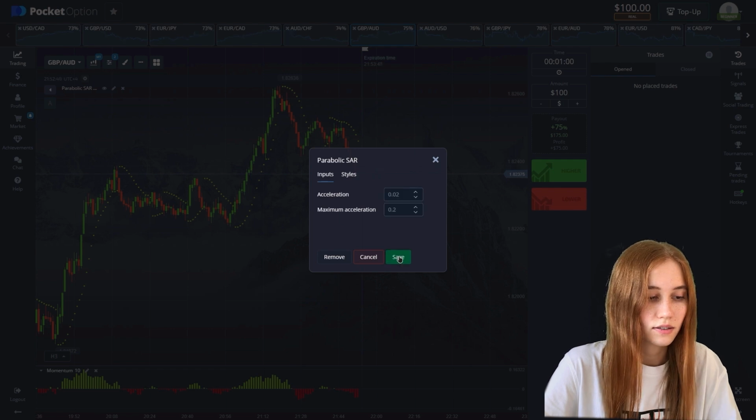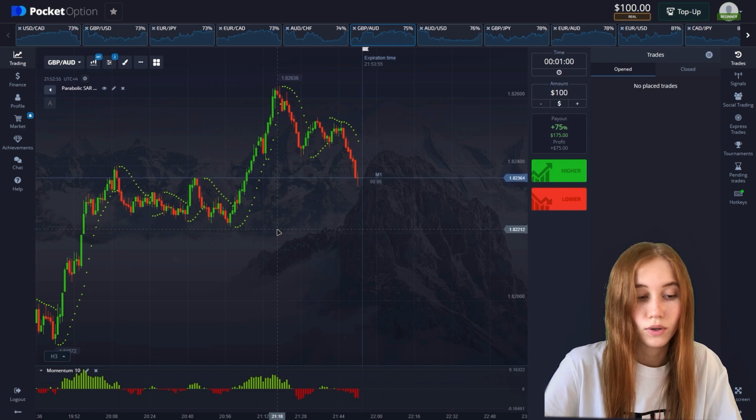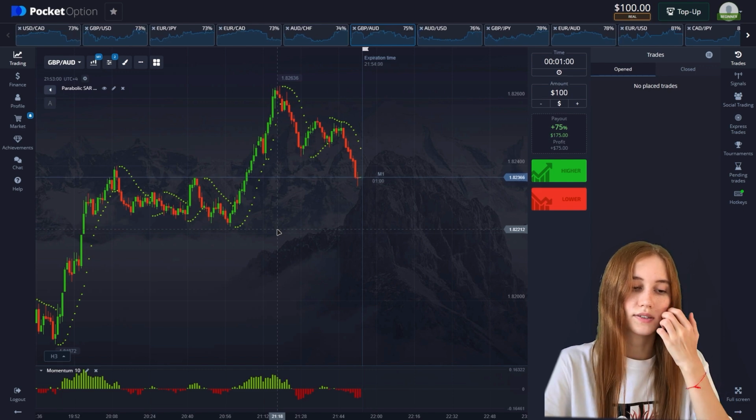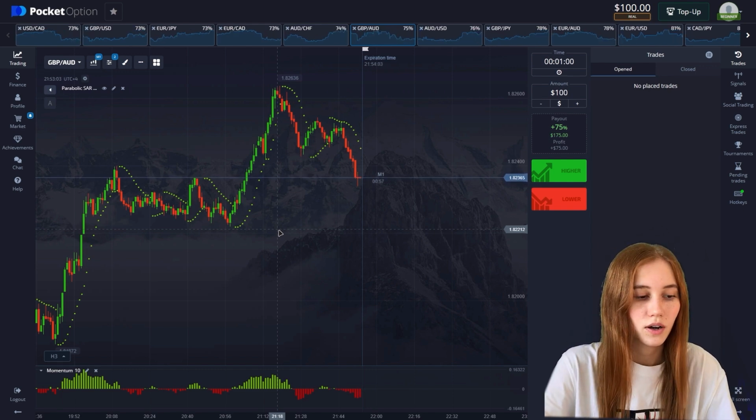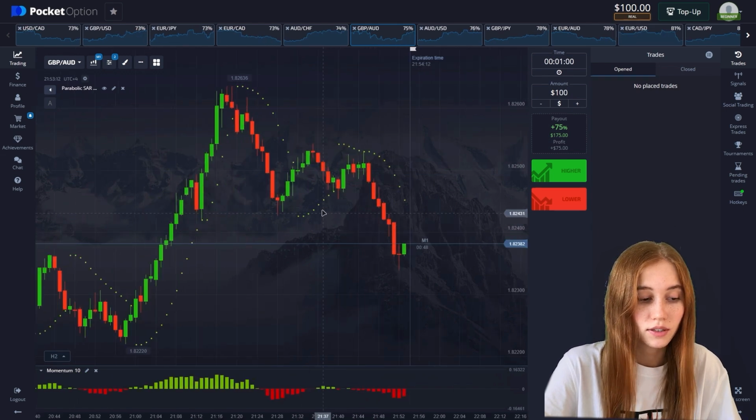The indicator recognizes the right moments to close the current position and open the opposite one. At its core, the indicator is similar to a moving average, with the difference that it moves with different acceleration. Let me explain. You see points here; when the chart intersects these points, the trend is changing.